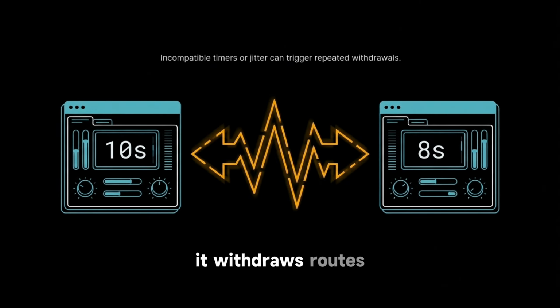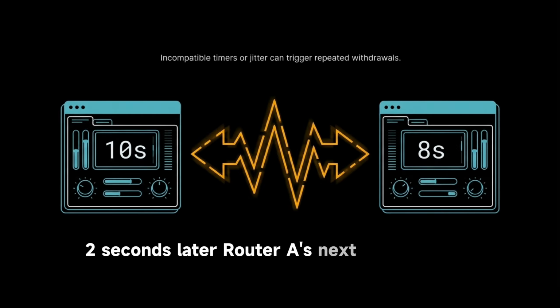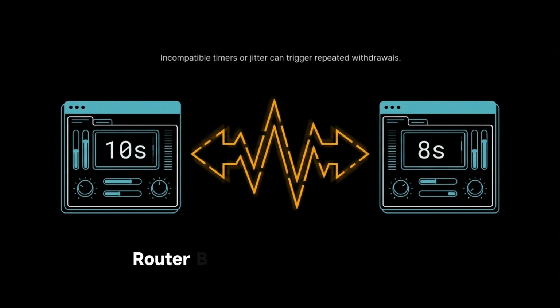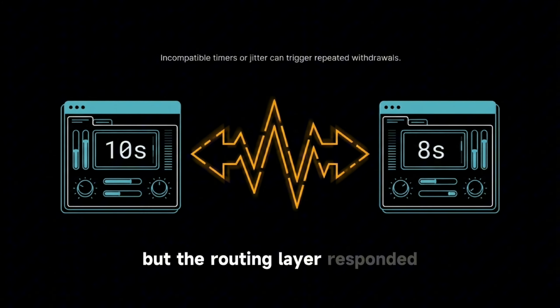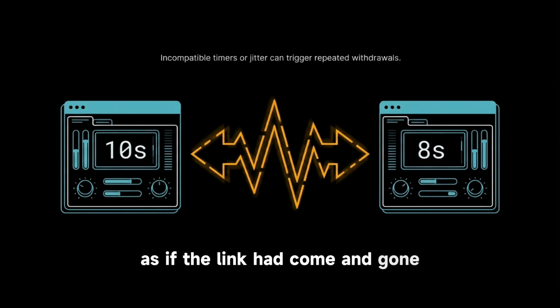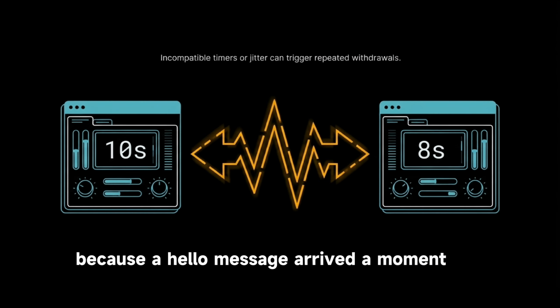It withdraws routes. Updates propagate. 2 seconds later, router A's next hello arrives normally. Router B sees its neighbor is back. Routes are reinstated. More updates propagate. The physical link never failed. Not a single user-facing packet was dropped due to a link problem, but the routing layer responded as if the link had come and gone because a hello message arrived a moment late.